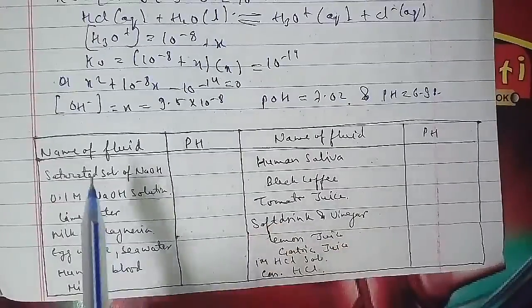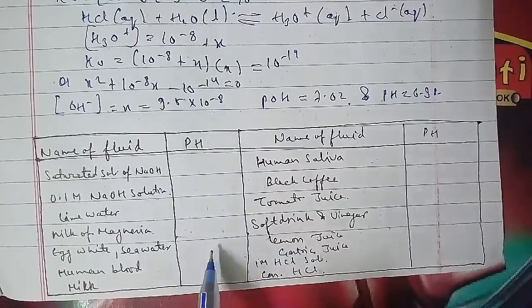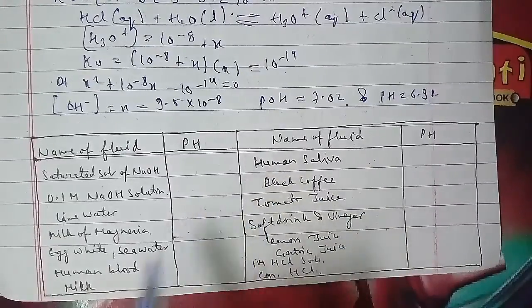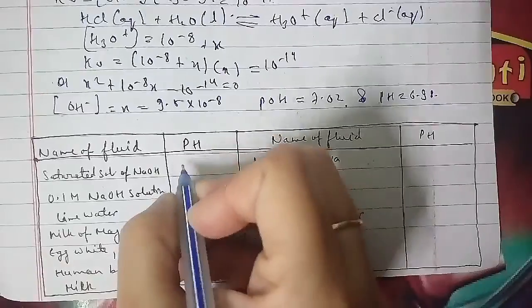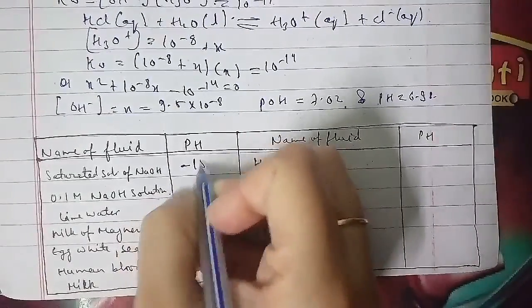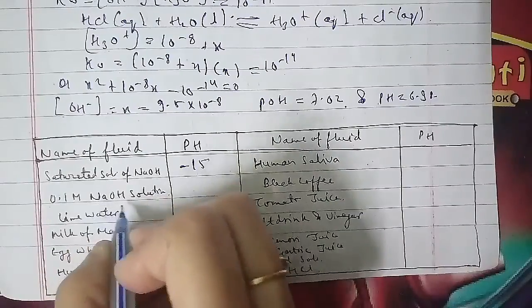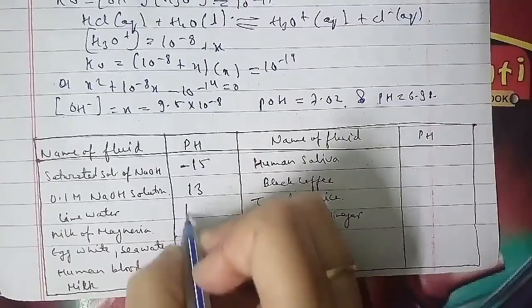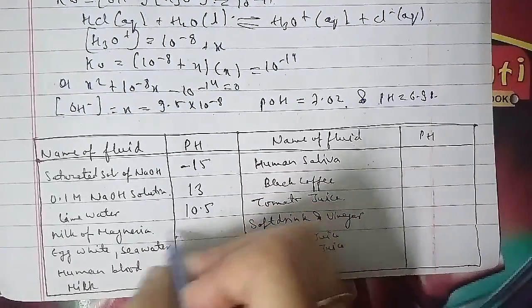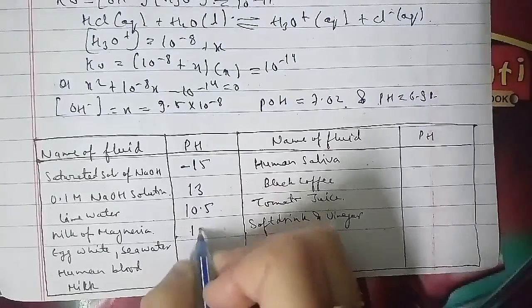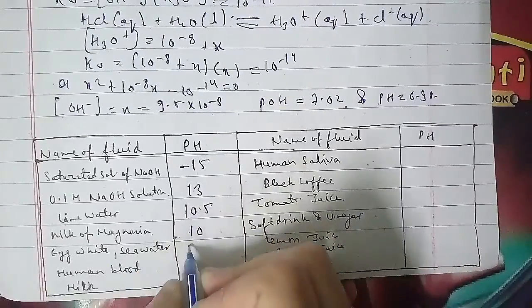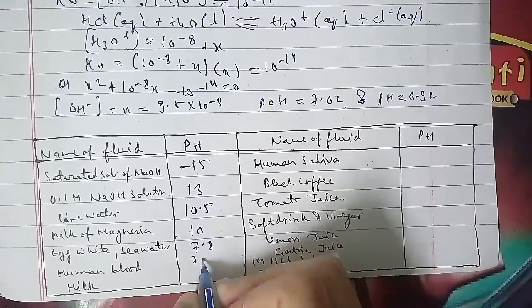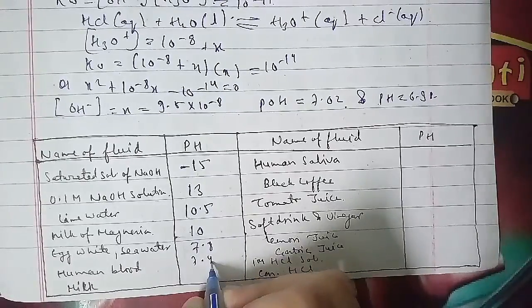Then we have black coffee, that is 5. And the tomato juice, that is 4.2. Then soft drinks and vinegar, that is 3.0. Then we have another one, that is lemon juice, and lemon juice is 2.2. And for the gastric juice, that is 1.2. And for the 1 mole HCl solution, that is 0. And for the concentrated HCl, that is minus 1.0. So these were the pH of some common substances that you can write down, copy it down.